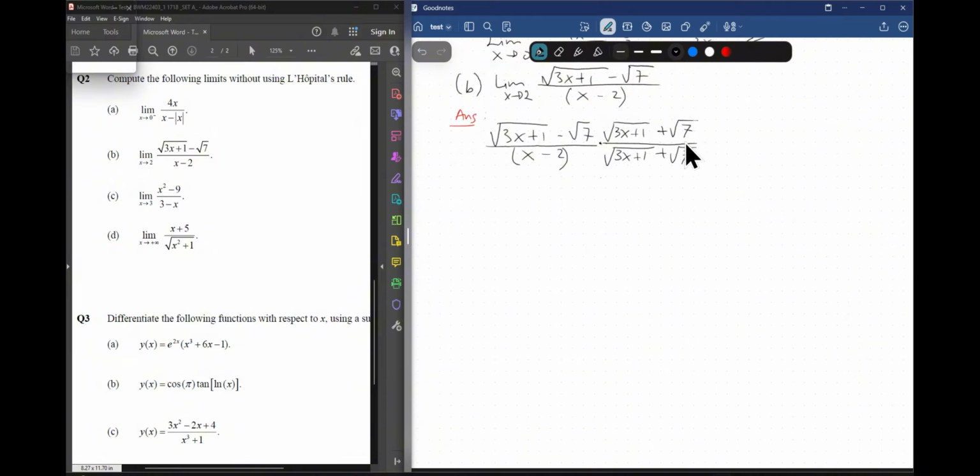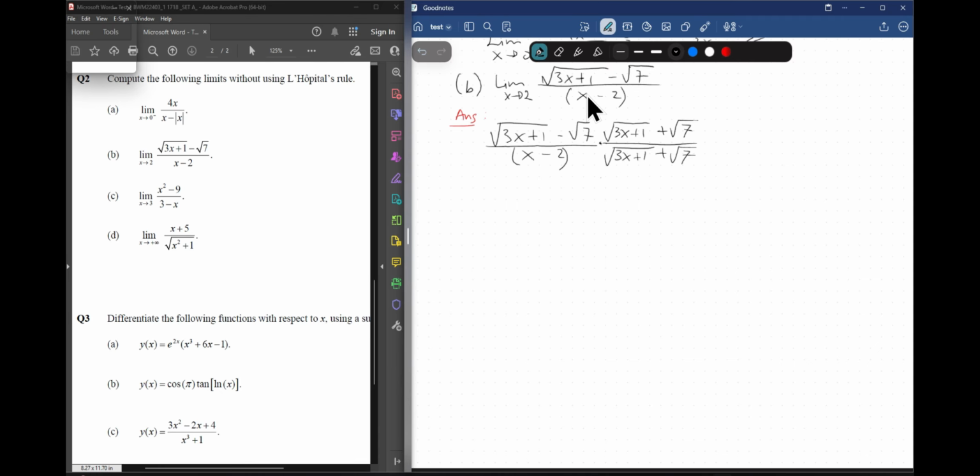So everything else the same: square root of 3x plus 1 plus square root of 7, divided by square root of 3x plus 1 plus square root of 7. In other words, this equals 1. So it's alright to multiply by 1, except that this time the sign is opposite. It was negative and now it changed to positive.